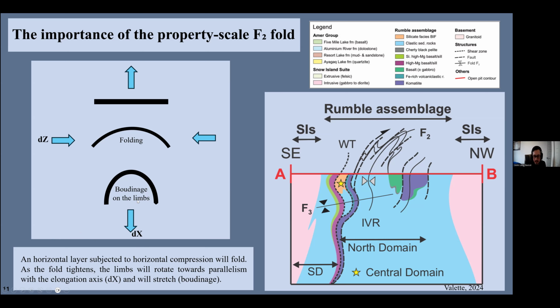And I think we have a textbook case of this phenomenon at Amaruq. So I put the cross-section once again, where we see the F2 fold with Whale Tail at the limb. And as you can see, Whale Tail is very boudinaged. I really think it's a textbook scenario of this phenomenon that we see at Whale Tail.